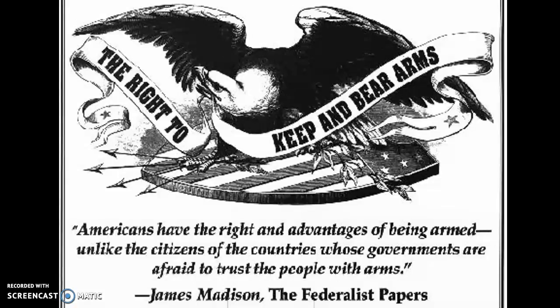The right to bear arms. James Madison wrote in the Federalist Papers, Americans have the right and advantage of being armed, unlike the citizens of the countries whose governments are afraid to trust the people with arms. Be reminded that Lexington and Concord was started because the British were going into Concord to remove the guns and the weapons that the colonists had collected. And the federal government and James Madison, the other founding fathers, when creating it, made sure that they were protecting people's rights to bear arms, that no one was going to take this away and the government couldn't force them.